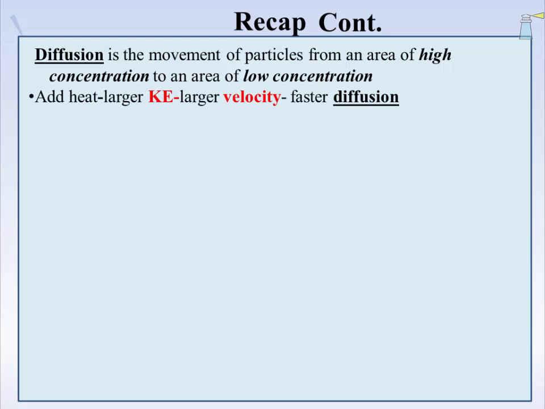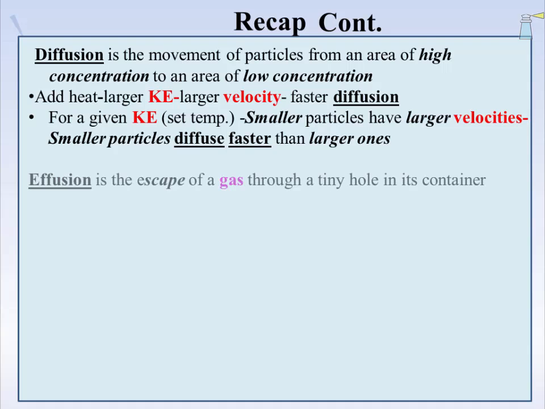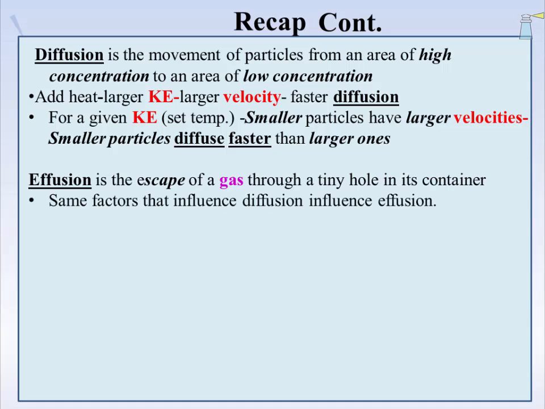Adding heat produces a larger average kinetic energy with larger average velocities. That promotes faster diffusion. For a given kinetic energy, a set temperature, smaller particles have larger velocities. Smaller particles will therefore diffuse faster than larger ones. The other property was effusion. It is the escape of a gas through a tiny hole in its container. Essentially, effusion is diffusion through a small hole. Therefore, the same factors that influence diffusion will influence effusion and will affect it in the same manner.